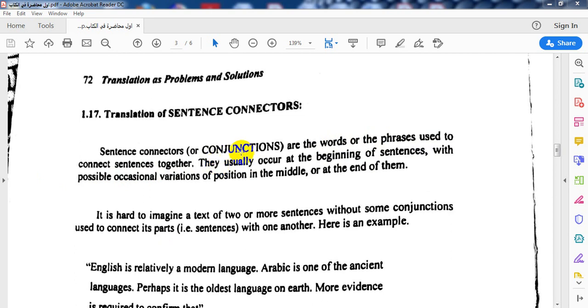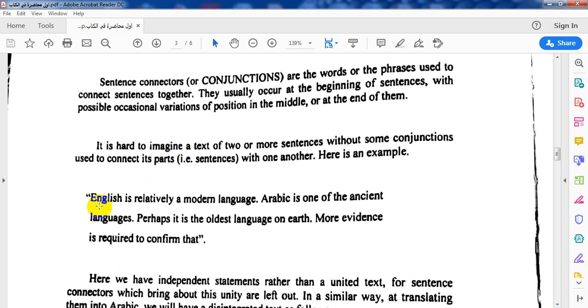What is the position of conjunctions or connectors? They usually occur at the beginning of sentences. Sometimes we use them in the middle of some sentences, and at other times we use them at the end of sentences. And we have here a very simple example.